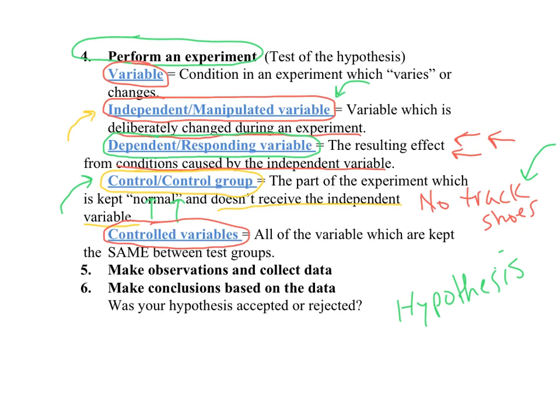Because if you change another variable other than just the orange juice versus the water, you won't know whether the flowers smell better because of the orange juice, or do they smell better because roses just smell better than daisies. So that's why you can only change one independent or manipulated variable at a time. You cannot change 2 or 3 because then you will not know which one made the difference.